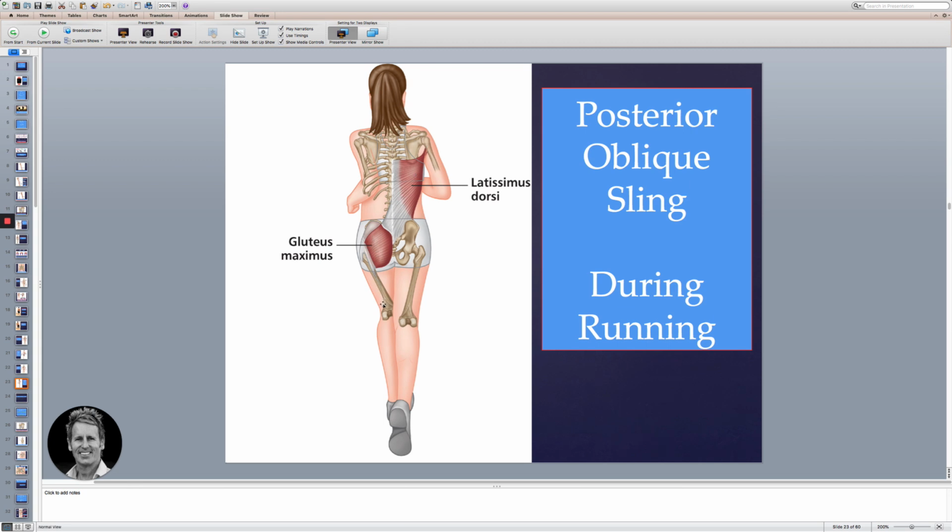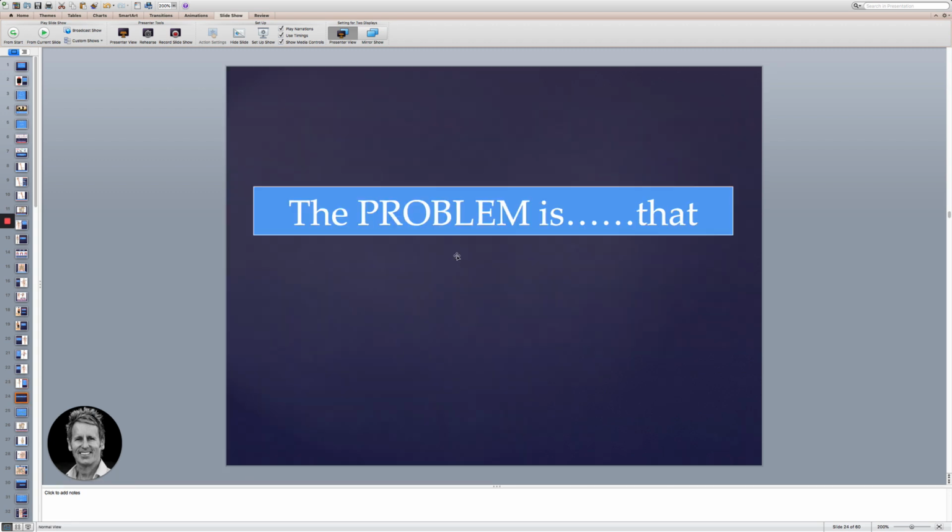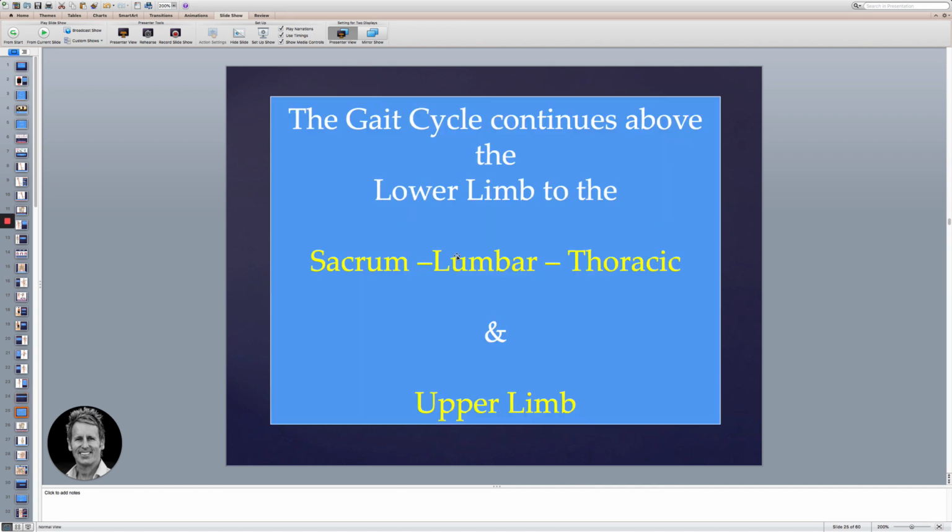So as the left leg and right arm is forward, it stretches, and then naturally on the extension phase, these muscles work in harmony to encourage the propulsion part of the gait cycle. So that's the 4 slings. The problem we have is that the gait cycle continues above the lower limb to the sacrum, to the lumbar, to the thoracic, and even to the upper limb, yeah, the shoulder.